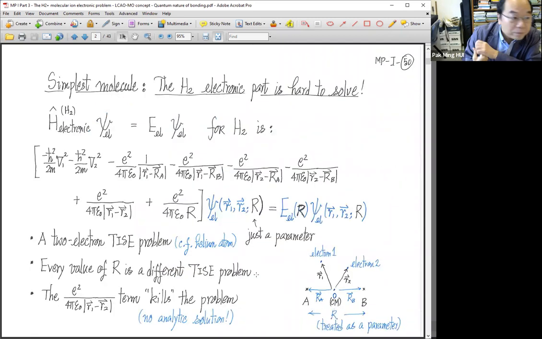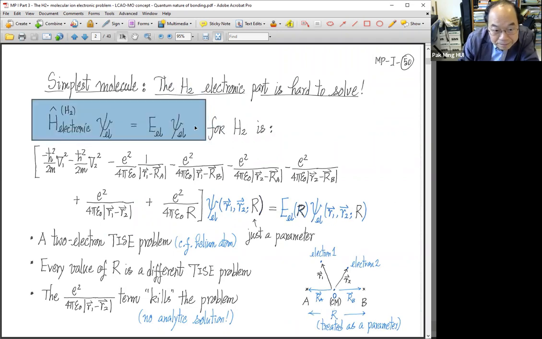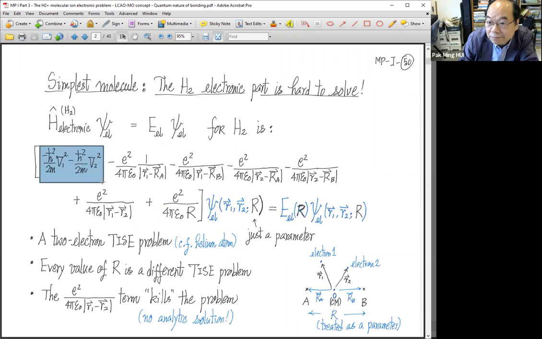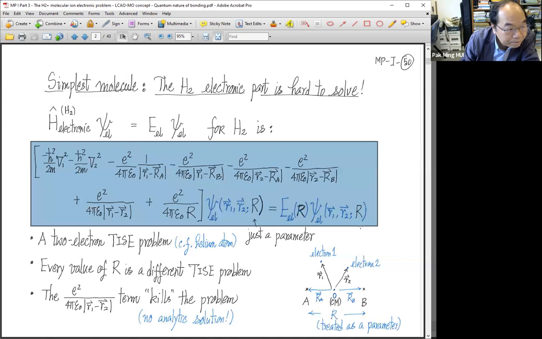So let's start with a difficult problem. The H2 molecule. So the electronic problem is this. The Hamiltonian of H2 has two electrons, so two kinetic energies. Electron number 1 sees A and B. Electron number 2, R2 here, sees A and B. Two electrons repel, two nuclei repel. So you have this Schrödinger equation.